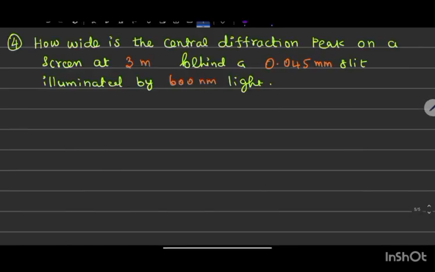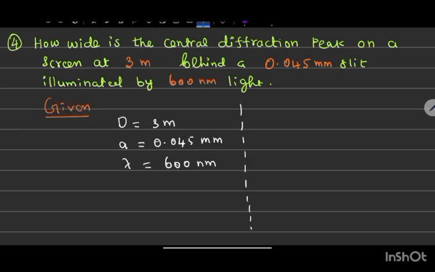Here is another similar problem from diffraction. How wide is the central diffraction peak on a screen 3 meter behind a slit whose width is 0.045 millimeter, when illuminated by light of wavelength 600 nanometer? Here the linear width of the central maximum is asked. So what is given is capital D.